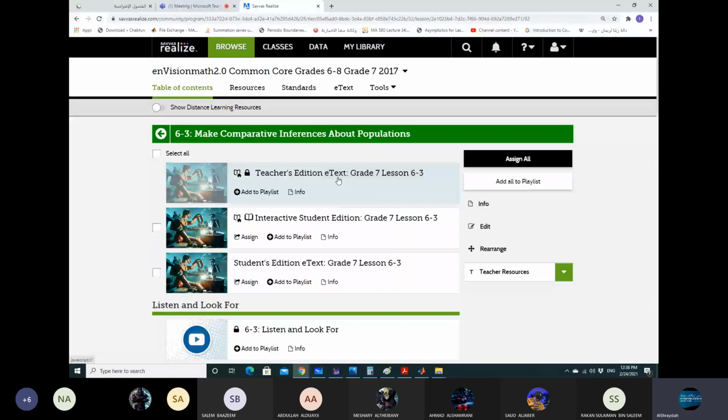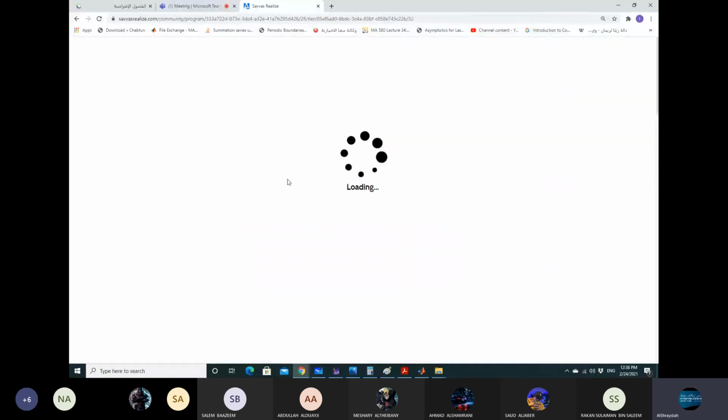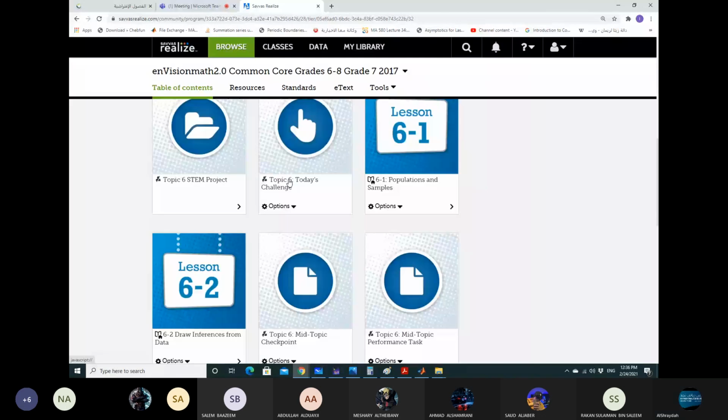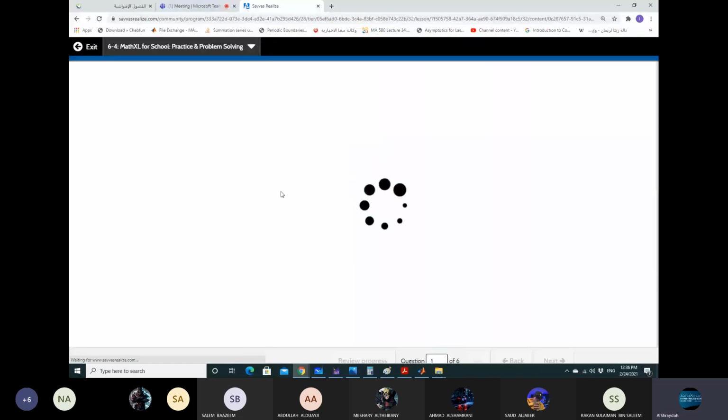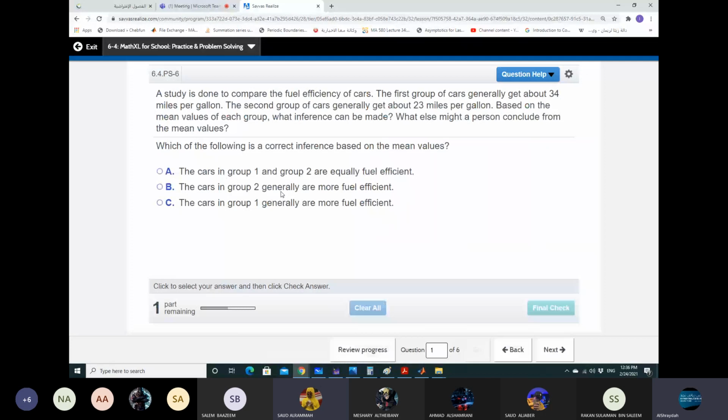What about 6-4? Let's see what questions we have in 6-4. I think it is a very easy question. Teacher, wait, let me take a capture. No problem. Take a capture of this, please. Who can read and answer this question? A study is done to compare fuel efficiency of cars. Who can read?